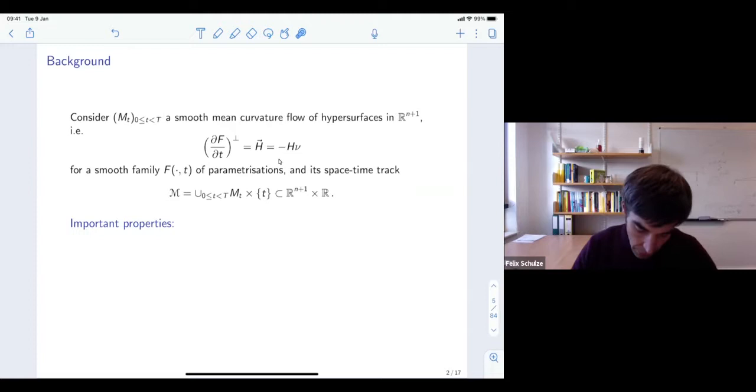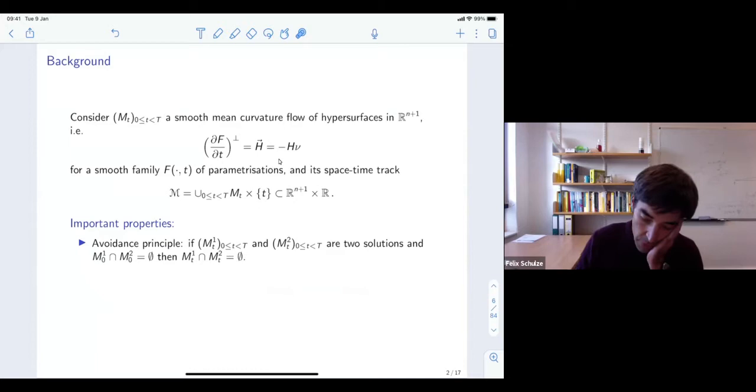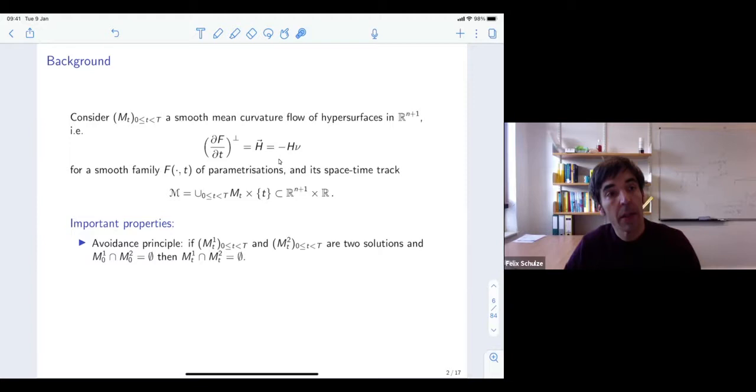Many of you will have seen this. Maybe the most fundamental one: let's first note that mean curvature flow is the L2 gradient flow of the area. So it's the quickest way, if you compare with other speeds with the same L2 norm, to decrease the area. Another important property comes from the strong maximum principle.